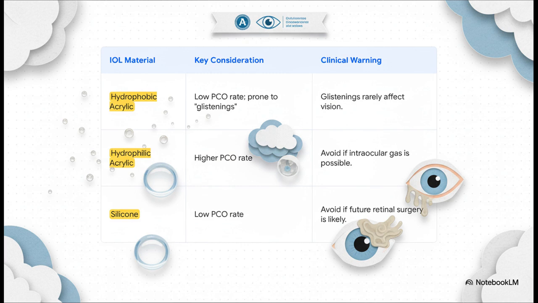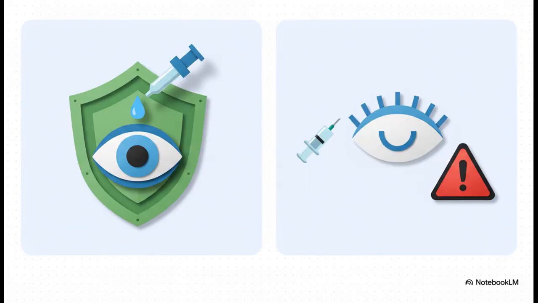They also have a low PCO rate, but you want to steer clear if future retinal surgery is a possibility because the silicone oil used in those surgeries can stick to the lens and just ruin the view. Anesthesia is another one of those key decisions, and it's a real trade-off.